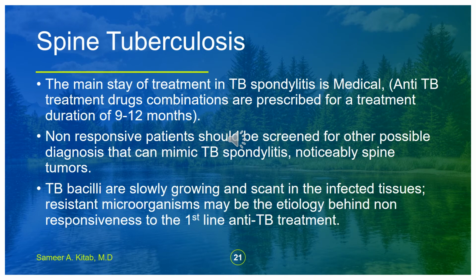The spine tumor can mimic TB spondylitis. TB bacilli are difficult to isolate and they are slowly growing, and a patient not responding to anti-TB treatment should be screened for possible resistant microorganisms, and there are second and third line drugs that can be used to treat these patients.